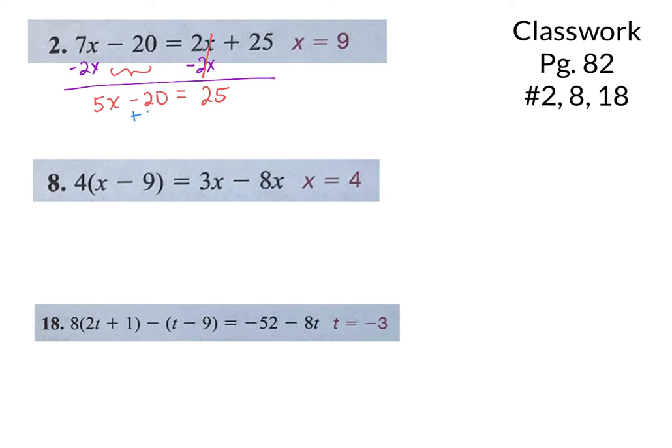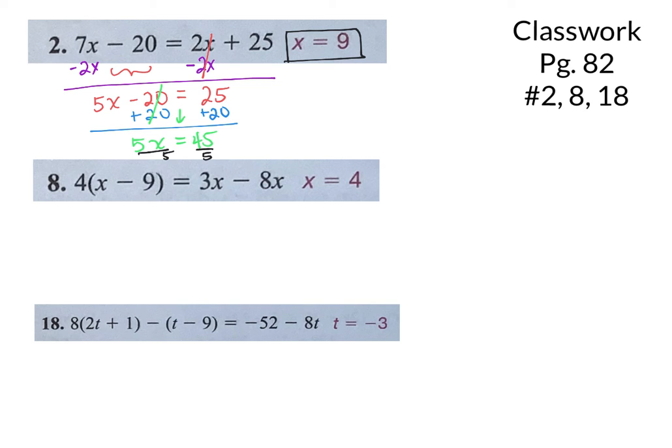You're going to add your 20 over. The -20 and positive 20 will cancel. I just have 5x equals 45. And then my last step here, I can divide by 5, which gives me x equals 9.